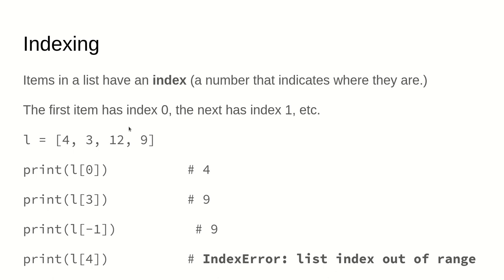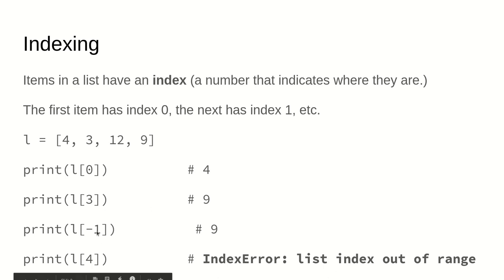So 9 kind of has 2 indexes, and everything in your list will have 2 indexes. 9 has index 3, if we're going positive numbers, and it can be accessed by index -1 if we're going negative numbers backwards. I could access the number 12 by using the index -2. I could use the index -3 to get to the number 3 here, and the index -4 to get to the number 4. There is no -0, so we can't use the same numbers in the same way. We have to start with -1 when we're going the opposite direction.